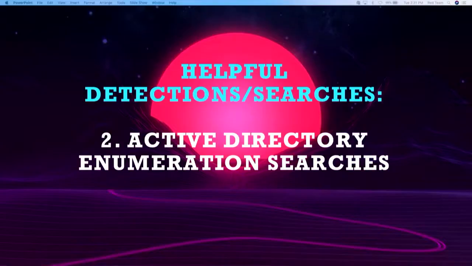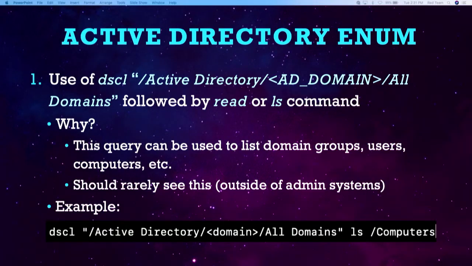So next area that you could key in on are some common Active Directory searches. Assuming you have Mac hosts in your environment that are joined to AD, these are some things you could look at as well. First example, DSCL, Directory Services Command Line Utility. It's a pretty cool built-in binary for macOS that allows you to interact with Active Directory, very similar to some of the Windows utilities.